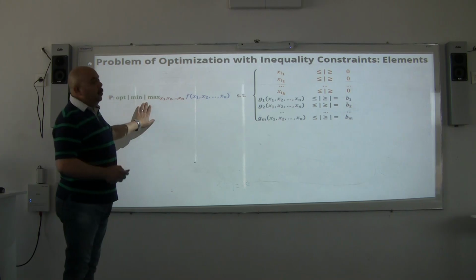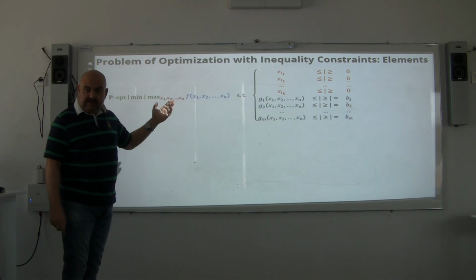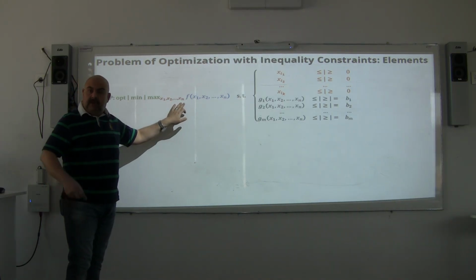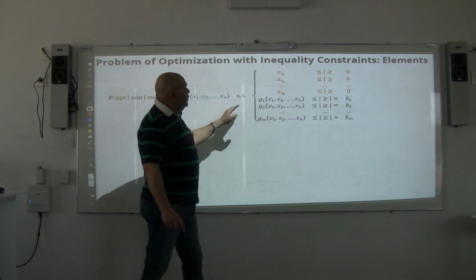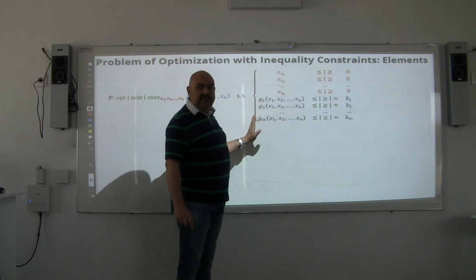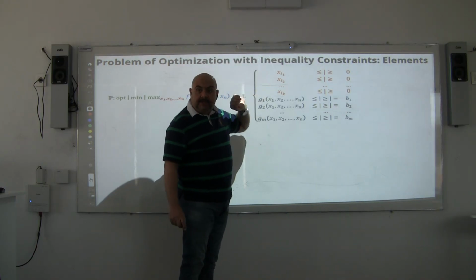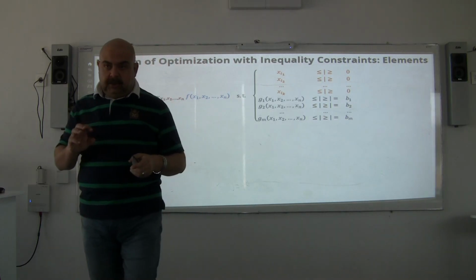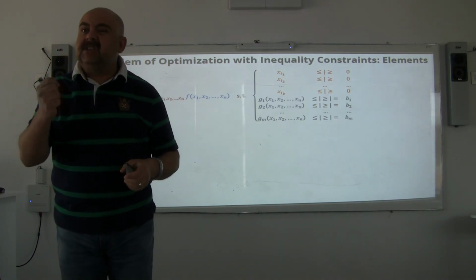Now, what does the form of the optimization problem look like in this case? This is my optimality problem, which is a function of the decision variables x1, x2, and so on, subject to these types of inequality constraints that you will face. The first bunch of them is non-negativity constraints. The non-negativity constraints, as you know, are the constraints that control the nature of the decision variables.